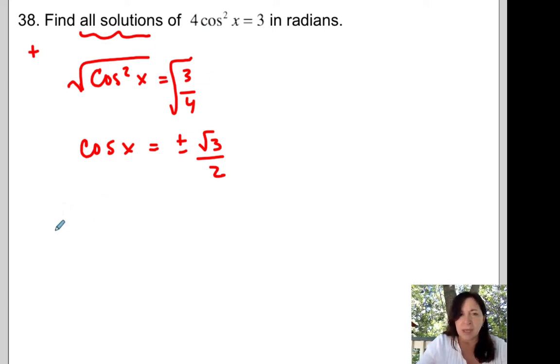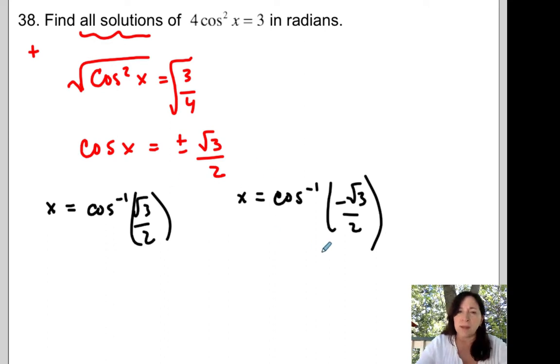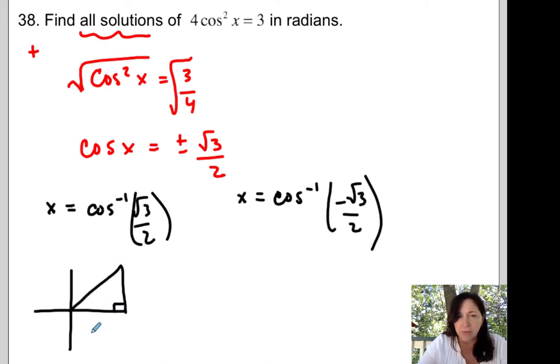So that's going to be x equals arc cosine of root 3 over 2. And it's also going to give me x equals arc cosine of negative root 3 over 2. And so what that would give me is all the values where that is equal to. So cosine is positive root 3 over 2. So cosine is adjacent over hypotenuse.